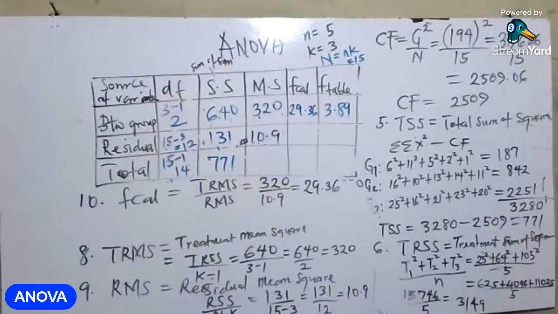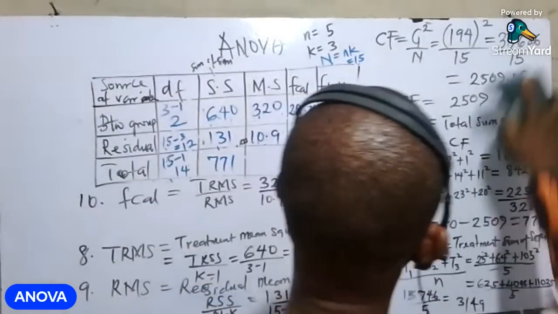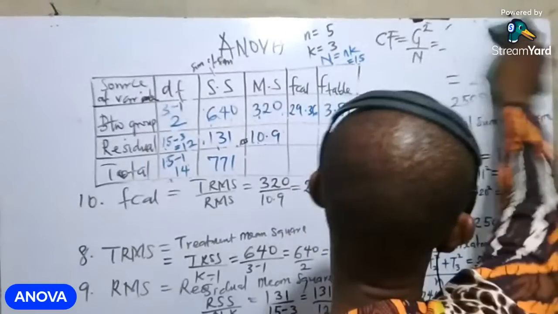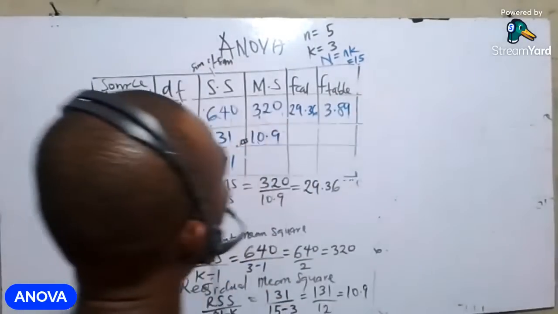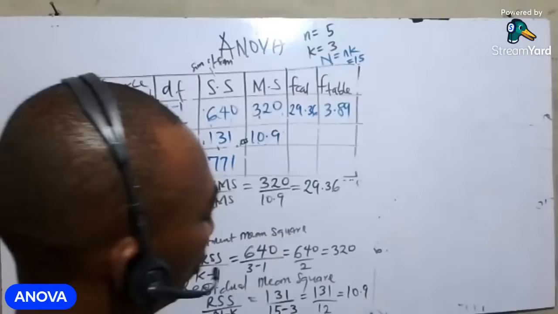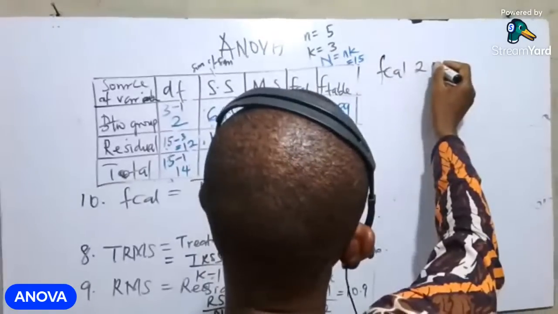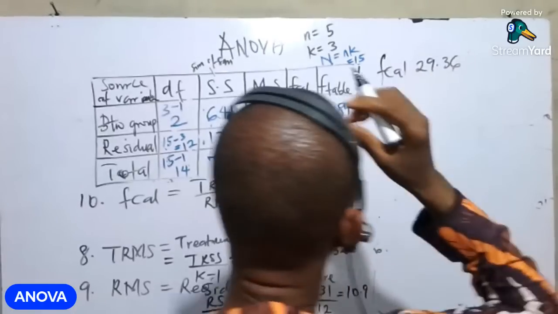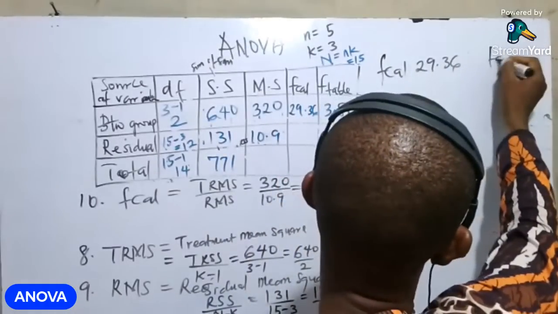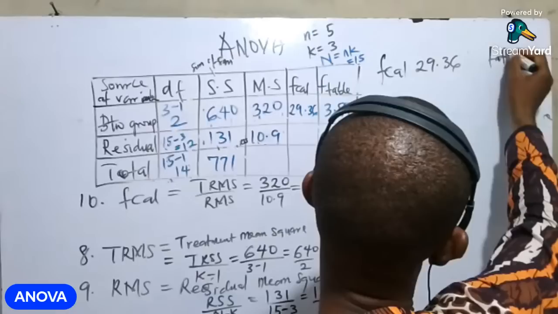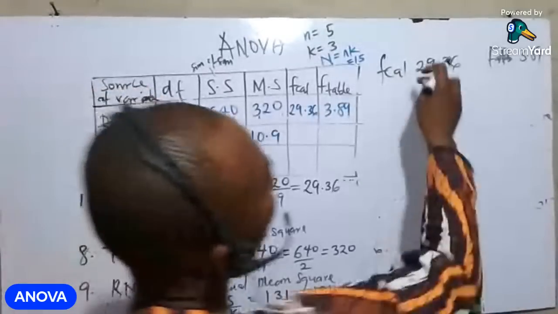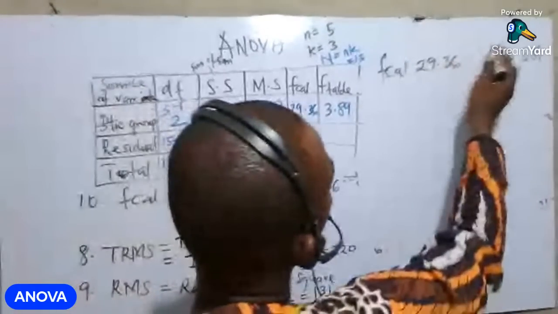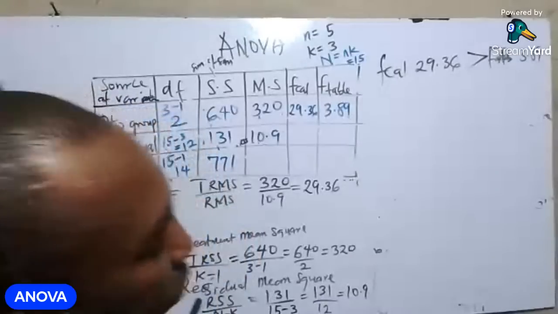So it is now left for us to take a decision. Let's take a decision with what you have seen here. The F calculated, which is the F ratio, is 29.36, and our F table, that I checked on the table, is 3.89. Between this one and this one, which one is the biggest? So that means F calculated is greater than F table, what you go and check.